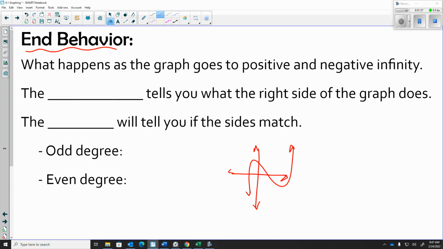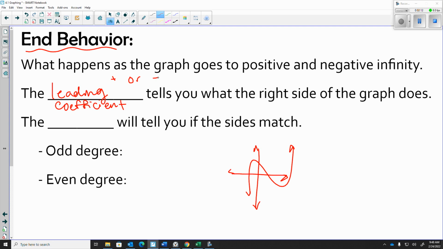Two things that we need in order to determine end behavior. The leading coefficient will tell you what the right side of the graph does. That'll tell you what the right end behavior is. Specifically, whether or not it's positive or negative. If the leading coefficient is positive, that means something. If it's negative, that means something. I'll tell you all this in a second.